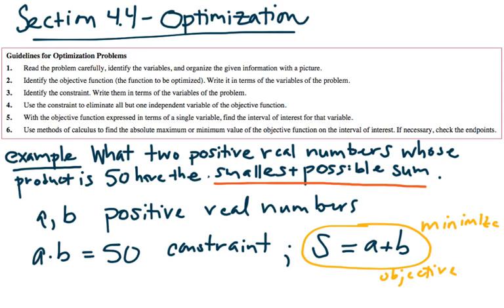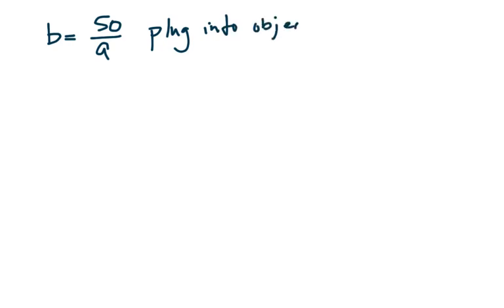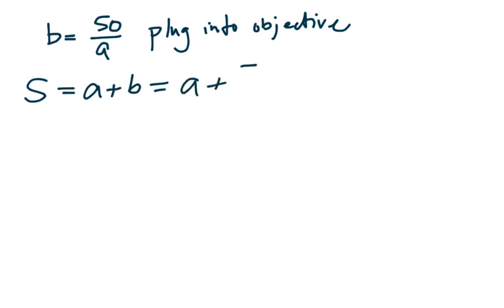I am going to solve this constraint for variable b. If I solve that for b, I've got b is equal to 50 over a. Now I'm going to plug that into the objective function. So I'd have S, the sum function, is equal to a plus b, but I just said that because of our constraint, b is equal to 50 over a. And so now S is just a function of one variable, a.